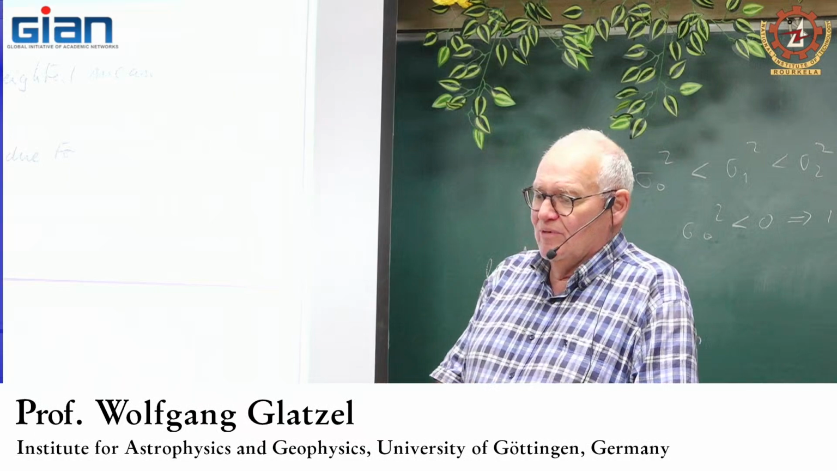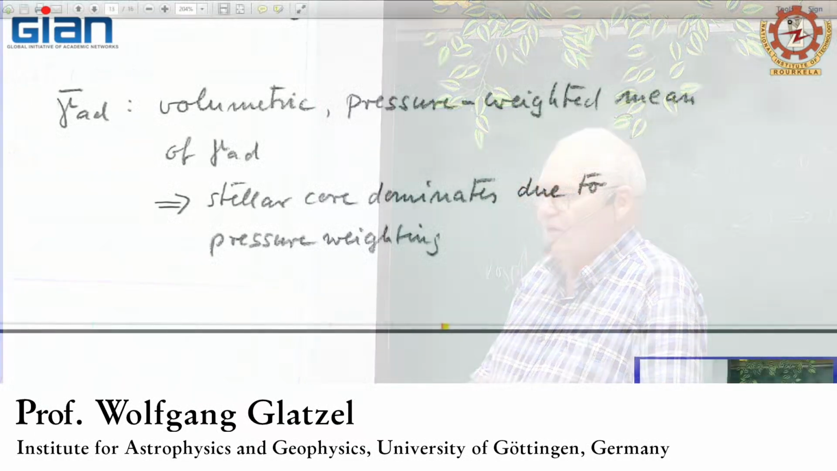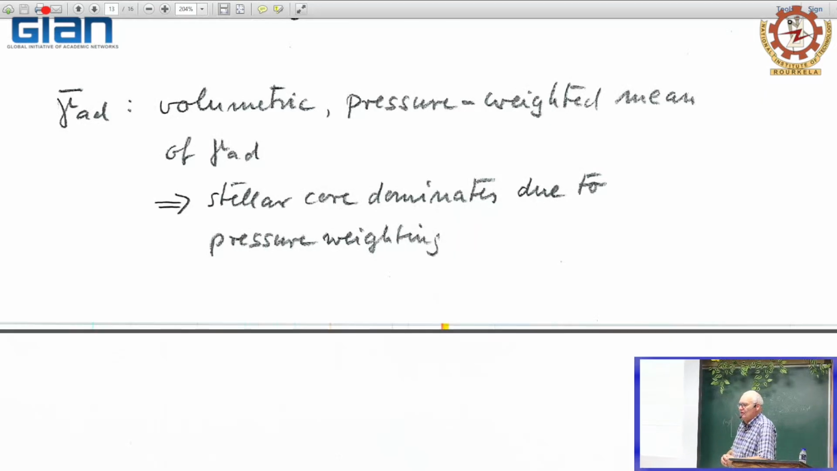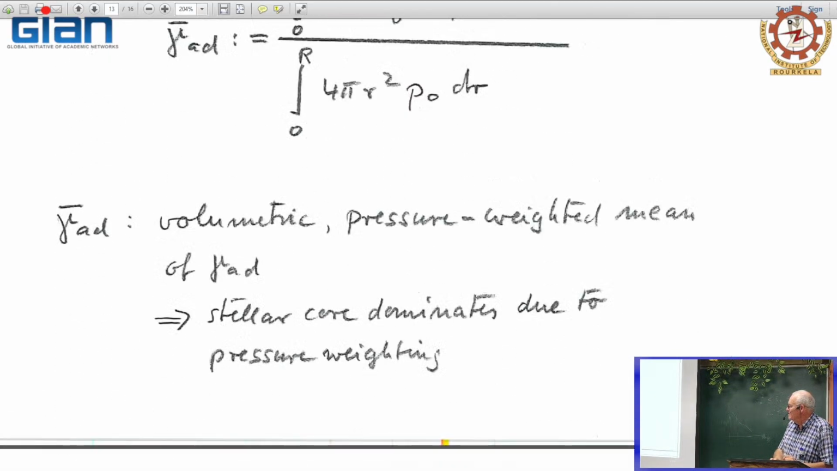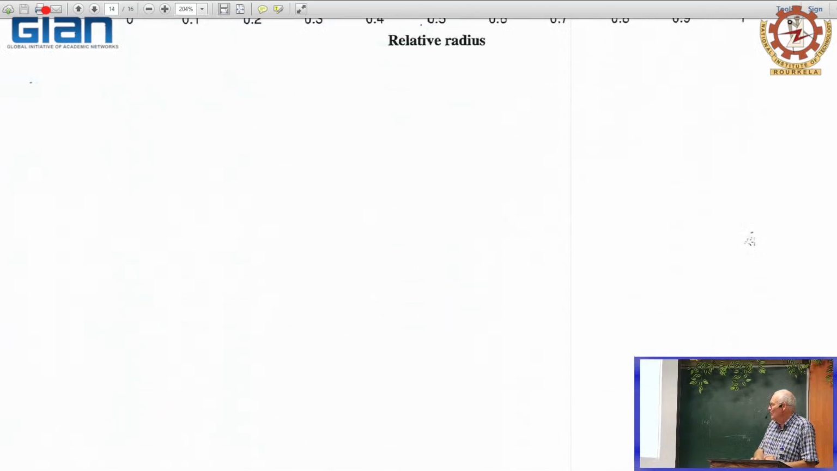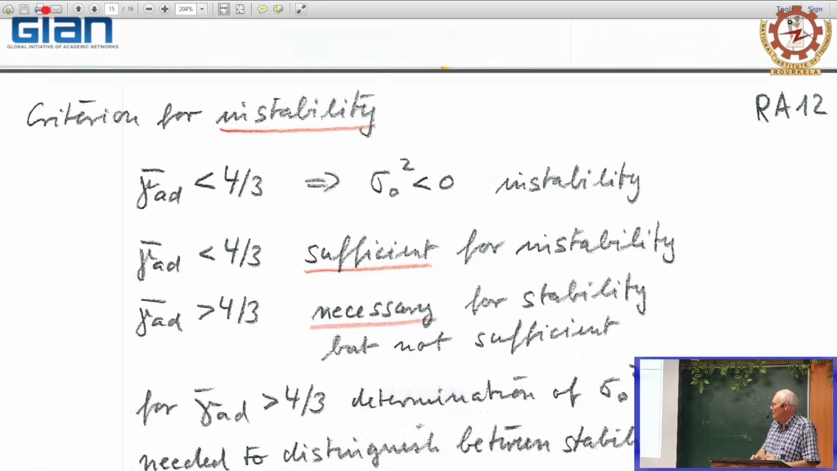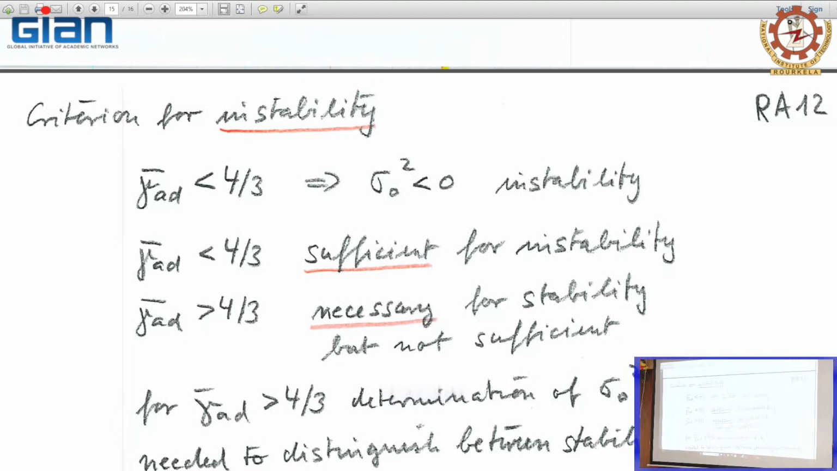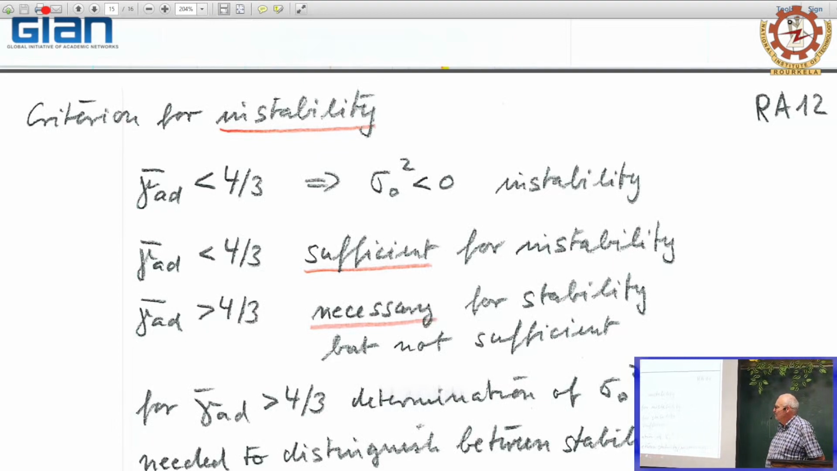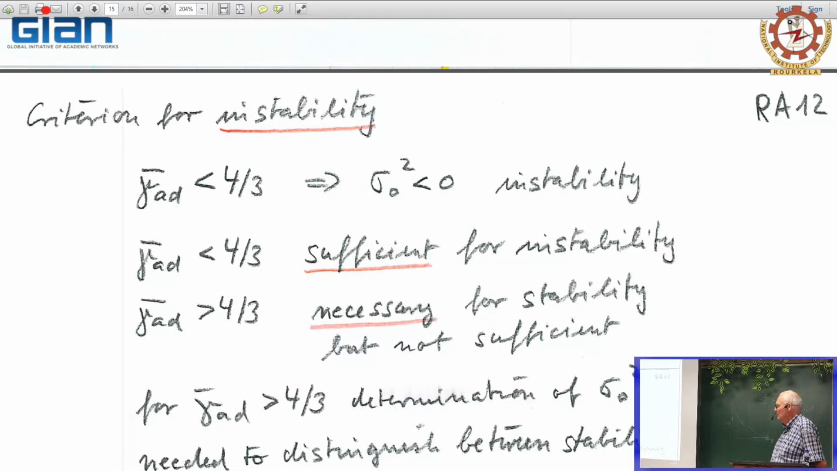We have considered the perturbation problem, and in the end we have finally got a criterion for instability with respect to radial adiabatic perturbations, which was expressed in terms of the mean adiabatic index. So once the mean adiabatic index falls below 4/3, we found that there is an instability. Be careful, this needs to be formulated very carefully. It means that gamma below 4/3 is sufficient for instability but not necessary.